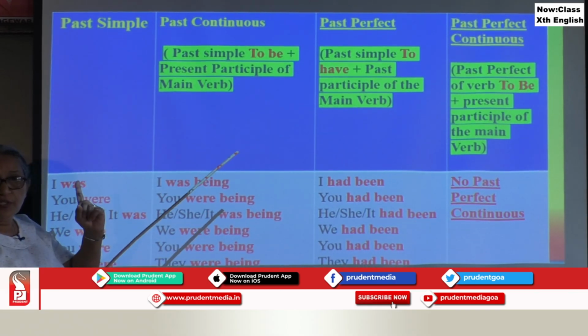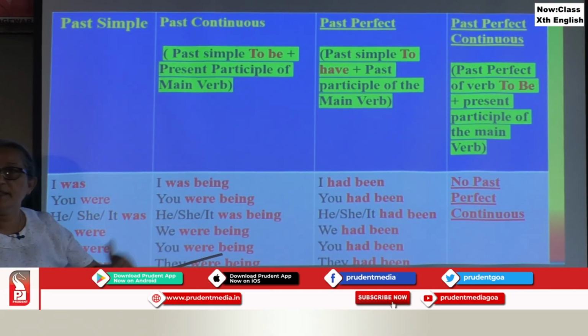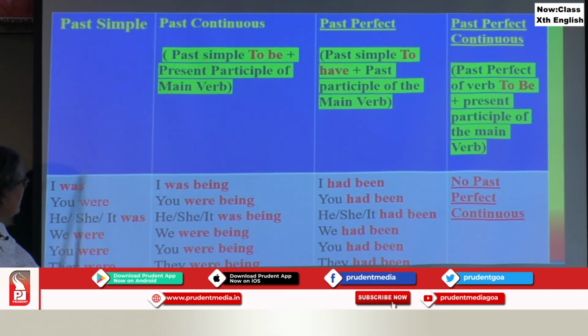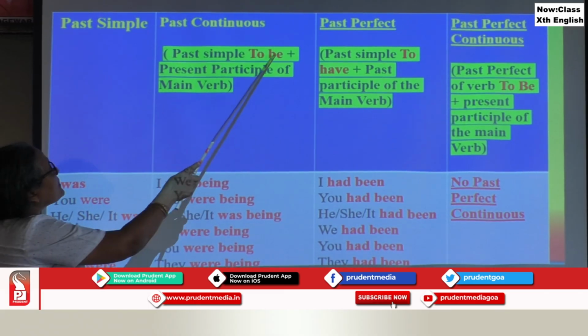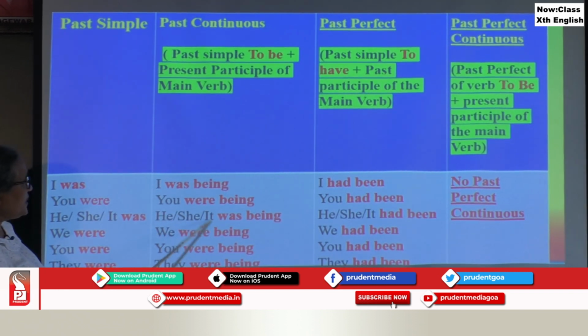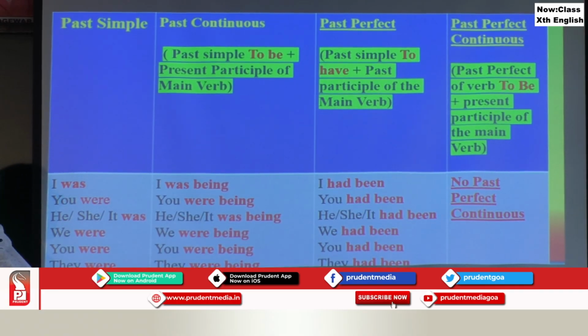Right? What is past continuous? I told you, in the case of present continuous, we use present simple of verb to be. In the case of past continuous, we use past simple of the verb to be. See here, I was plus ing form. I was being, you were being, he, she, it was being, we were being, you were being, they were being.